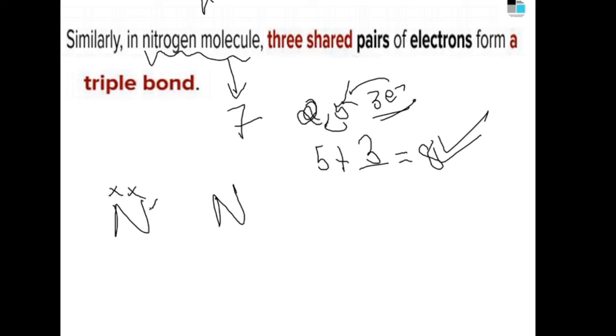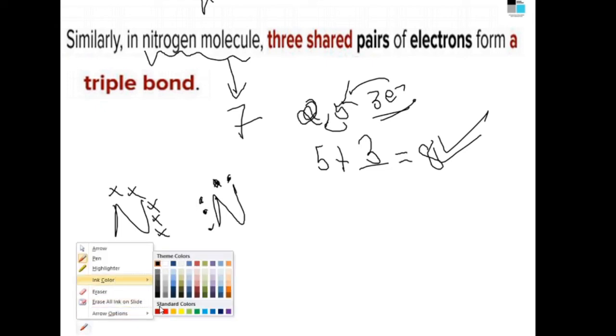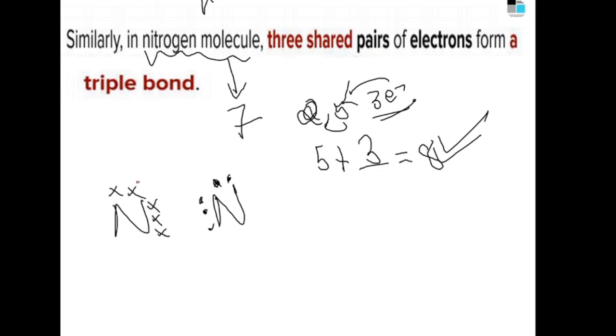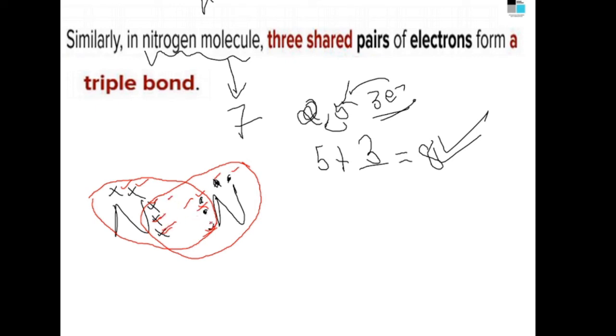So 1, 2, 3, 4, 5, because 5 electrons are there in its outermost shell. Now each of these nitrogens would require 3 more electrons, right? So this nitrogen would take 3 electrons from the other nitrogen, so it has 1, 2, 3, 4, 5, 6, 7, 8. Similarly, the other nitrogen would also take 3 electrons from the other nitrogen, and it has 1, 2, 3, 4, 5, 6, 7, 8. Now you can see, how many dashes are you able to draw in between?